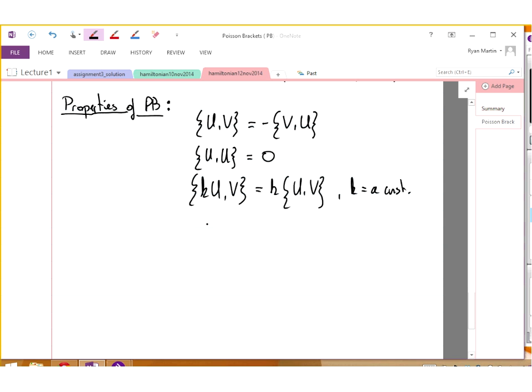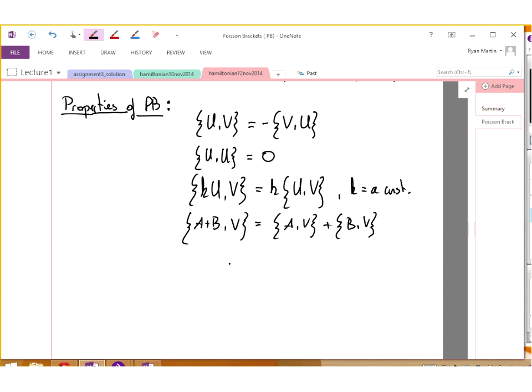If you have two functions, or three, I guess, a plus b and v, so the Poisson bracket of the sum of the functions a plus b and v, that ends up being the sum of the Poisson brackets: a with v plus b with v. By the end of this, we'll be very good at drawing curly brackets.